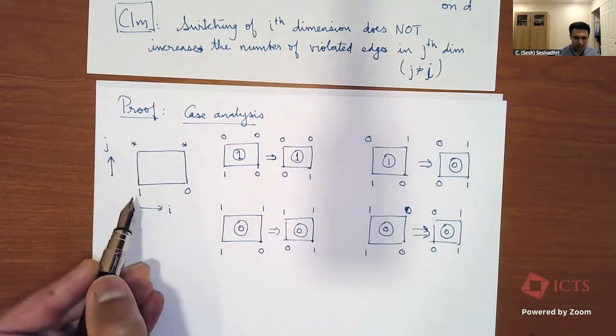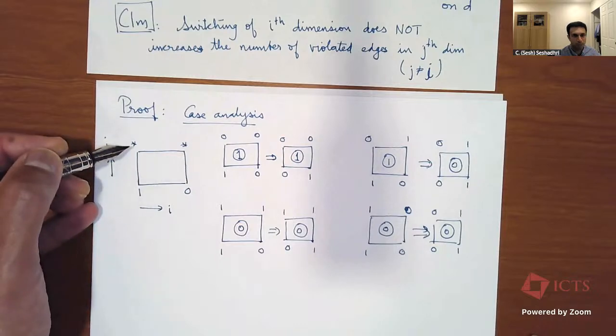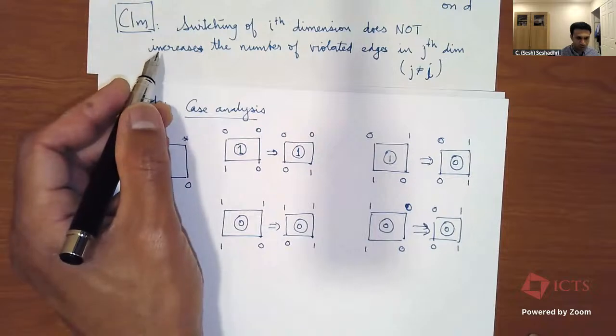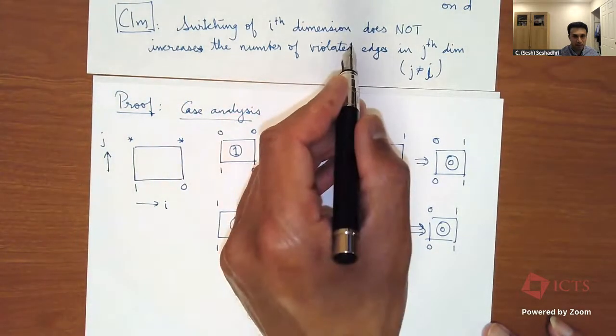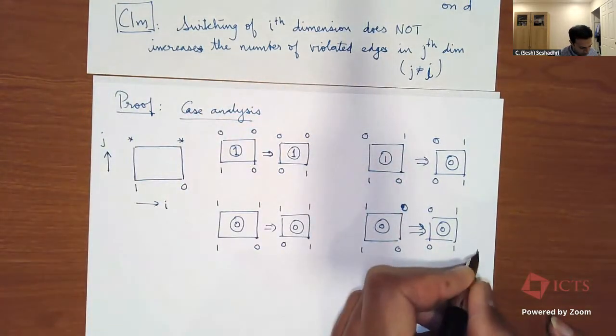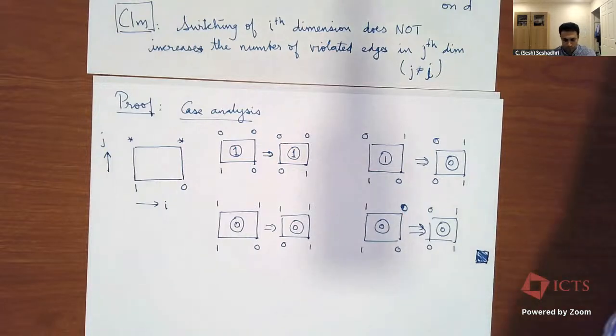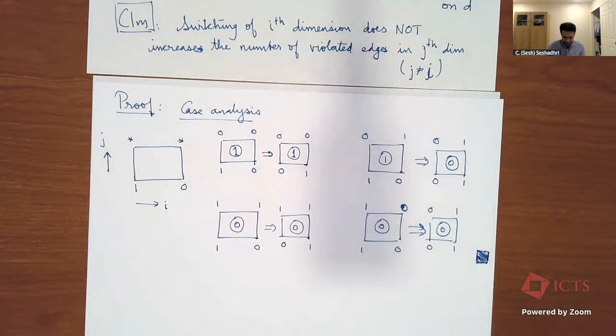You could do a similar picture when the top edge is a 1, 0, and you work it out, it's exactly the same. So what this says is that if you switch on the ith dimension, you do not increase the number of violations in the jth dimension. Any questions about this statement? Okay, very good.